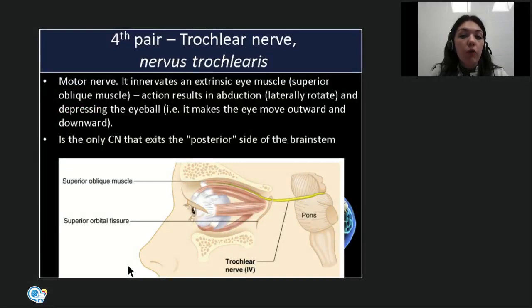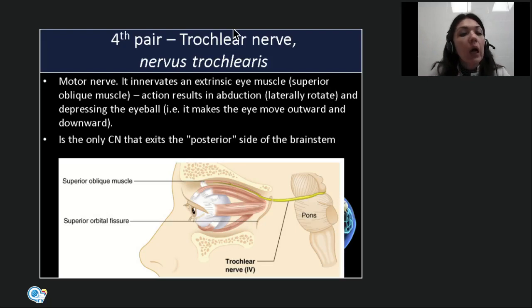Okay, the fourth pair is the trochlear nerve. Nervus trochlearis is a motor nerve, purely motor, and it supplies only one extrinsic eye muscle, the superior oblique muscle. Its action results in abduction, lateral rotation, and depression of an eyeball. So it makes the eye move outward and downward. Yes, sorry, downward and laterally.